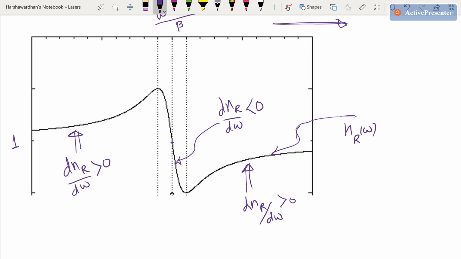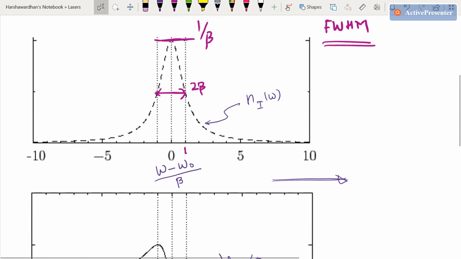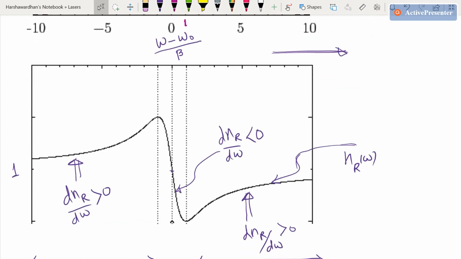This region where the system is positive, that is away from resonance, right? On either side of the resonance, this region is what is called normal dispersion. So the normal dispersion essentially is the region where the absorption itself is negligible, if you like, right? This is where we make, for example, prisms, wherein you see that the refractive index actually increases with frequency.